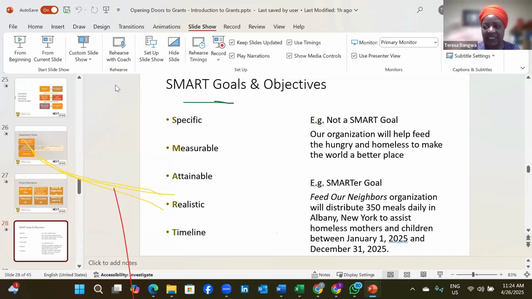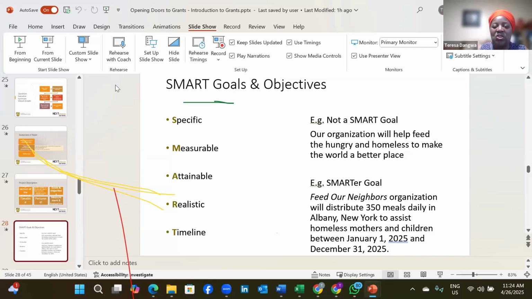Feed Our Neighbors. That's the name of the organization. Feed Our Neighbors organization will distribute 350 meals daily in Albany, New York, to assist homeless mothers and children between January 1st, 2025 and December 31, 2025.